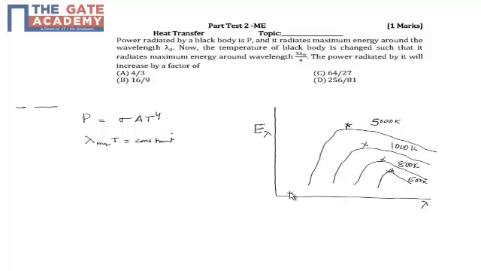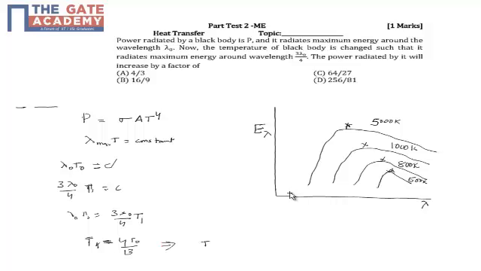So in case 1, when the wavelength is lambda naught, let's say the temperature is T naught, and this is constant. And in case 2, when the wavelength is reduced to 3 lambda by 4, the temperature obviously will increase going by this law, that is lambda 1 into T1 is equal to constant. When we equate these two, lambda naught T naught, because the constant will be the same in both cases, T1 is basically 4 T naught by 3.